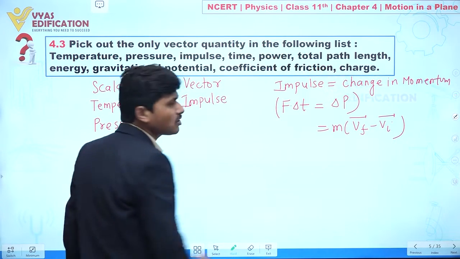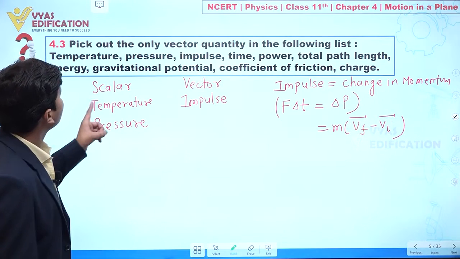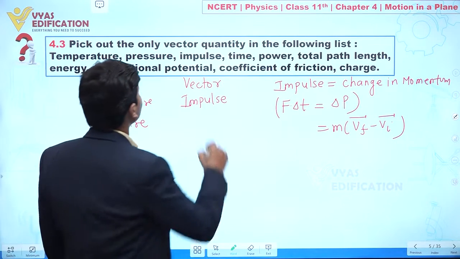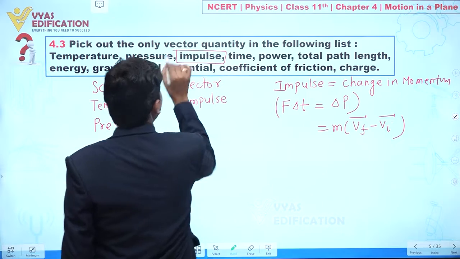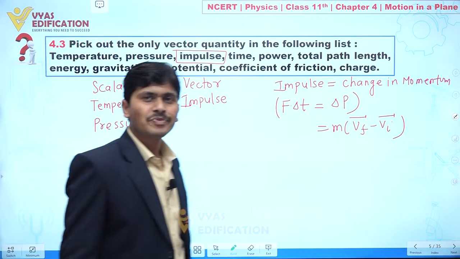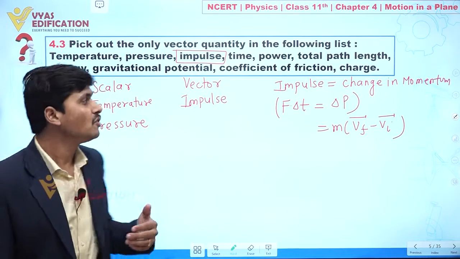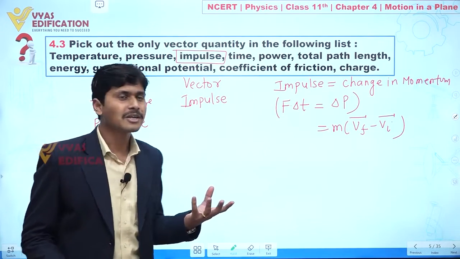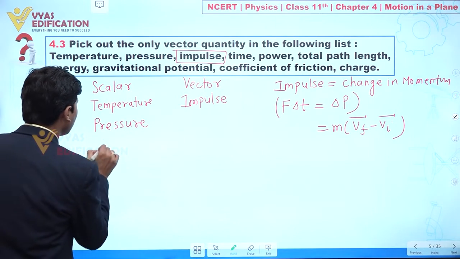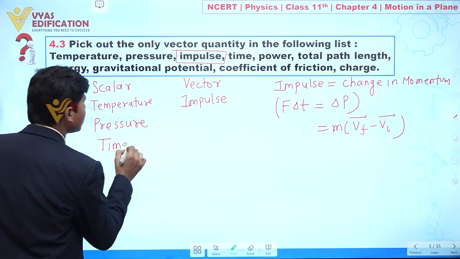So actually the objective of this question is completed. Pick out the only one vector quantity. So the correct answer we have is impulse. But as I already told you, let us try to analyze each physical quantity. Clear? Let's suppose if we talk about time, definitely our answer is already here, impulse.